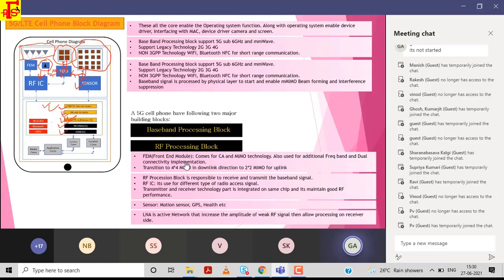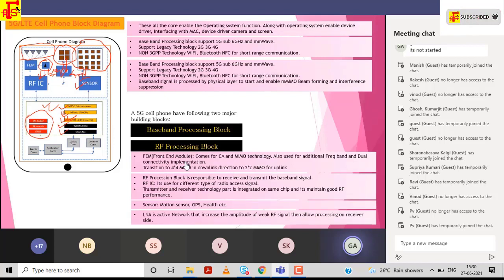And the other part, you can see these are some non-3GPP technologies: Wi-Fi, Bluetooth, GNSS. These are also implemented on the baseband processing block. That is used for short-range communication. We use Bluetooth, GNSS, Wi-Fi.